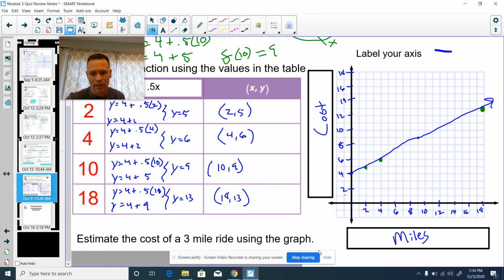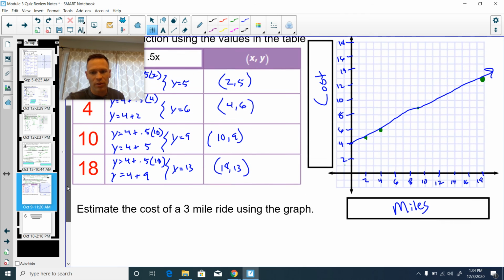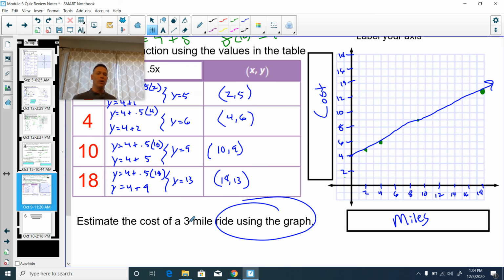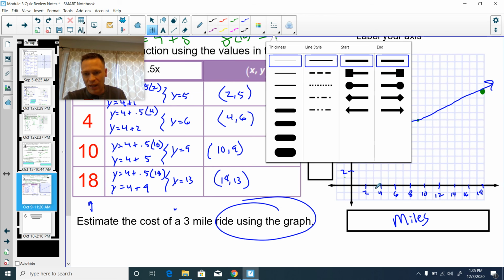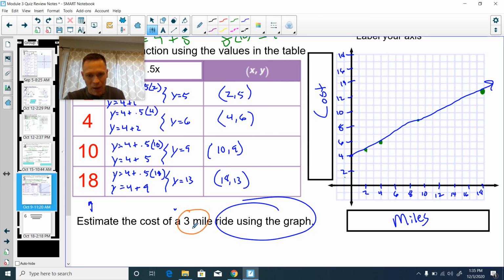The question asks us to estimate the cost. I want to get rid of this for a second. To estimate the cost of a 3-mile ride using the graph, I literally do not want you to substitute 3 into the equation and tell me the answer. I already asked you to do that 4 times in the table. What I want you to do is use the graph. The way that I know you've done it is by showing me that you went to the graph and found 3 on the x-axis, because miles is an x value. Then go up to the graph, and now I estimate what that cost is.